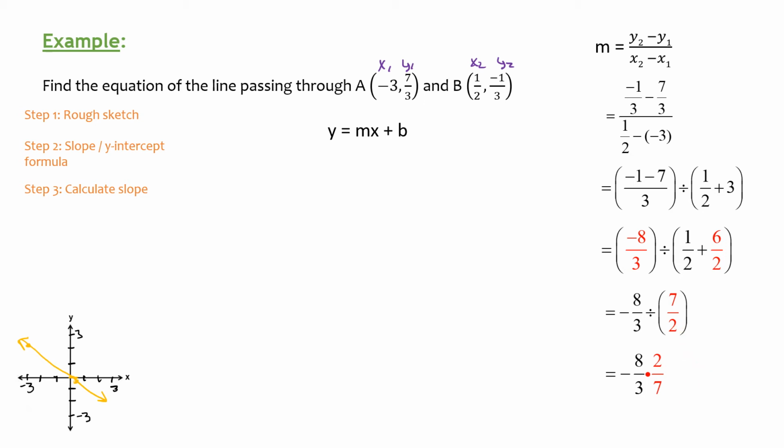And let me just do my next step here. Remember, we multiply numerator times numerator, so that's going to give us, and we have one negative sign, a 16. And denominator times denominator, we multiply these two together, 21. So there's my slope. So that was a bit complicated.